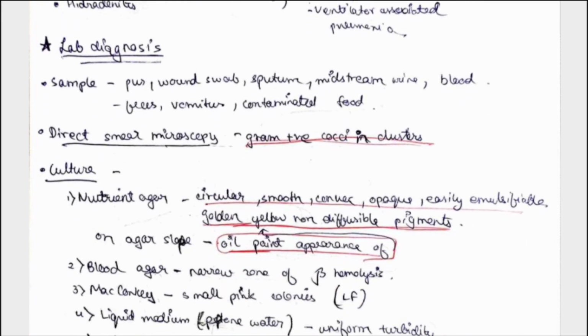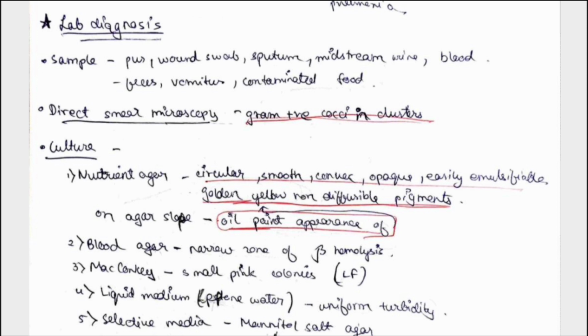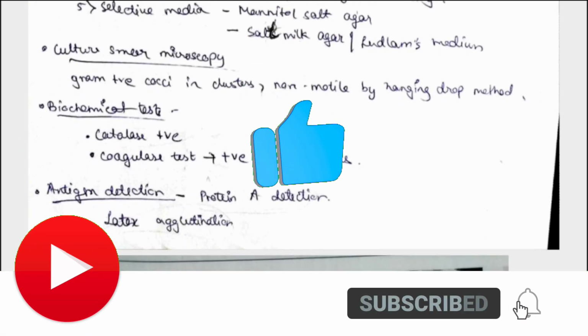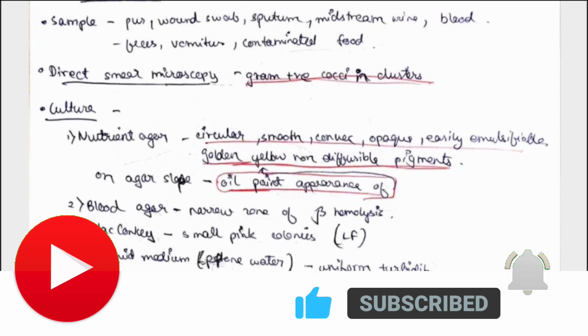Now coming to the laboratory diagnosis. We will go with a simple approach: first there is sample collection, then we do direct smear, then we will try to culture it. After culture we will do biochemical tests, antigen detection, then antibody detection, and molecular methods.